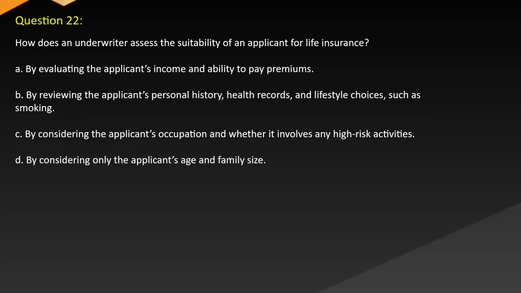Question 22. How does an underwriter assess the suitability of an applicant for life insurance? A. By evaluating the applicant's income and ability to pay premiums. B. By reviewing the applicant's personal history, health records, and lifestyle choices such as smoking. C. By considering the applicant's occupation and whether it involves any high-risk activities. D. By considering only the applicant's age and family size.